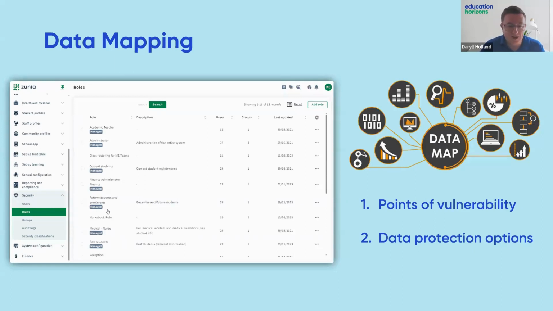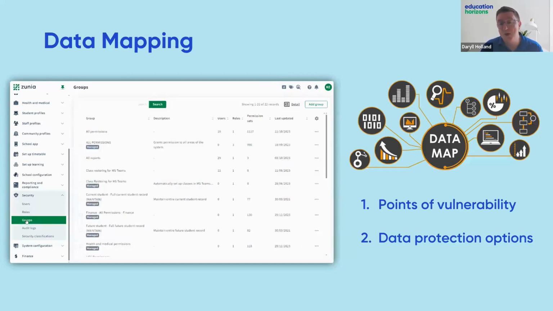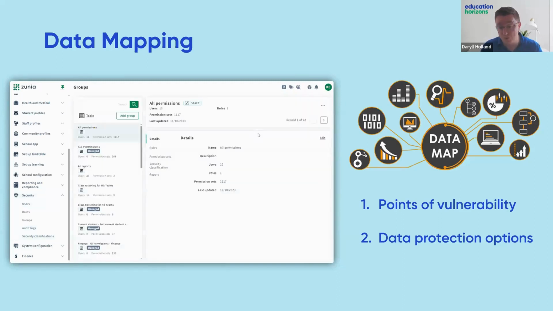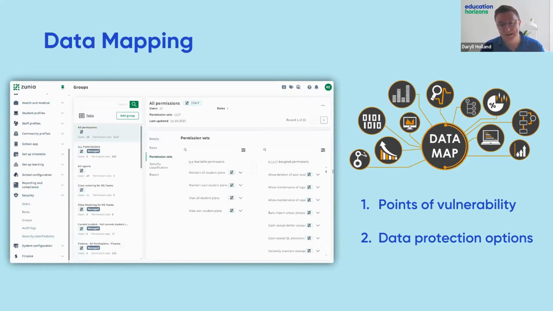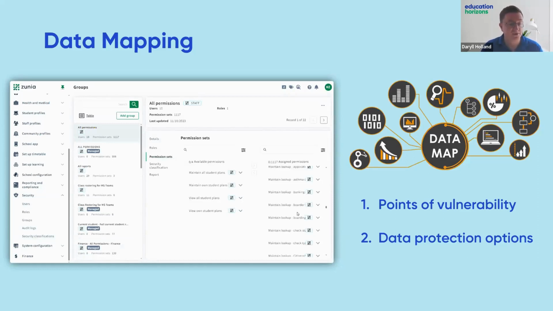You can see here the granular role-based permission system in our Zunia student information platform, showing who has access to what data. And at the end of this video, you can see the audit log tool in Zunia, which is a common feature across all of our products. Both of these tools are really helpful in understanding who has access to the data in this critical system, which is a part of the mapping process.